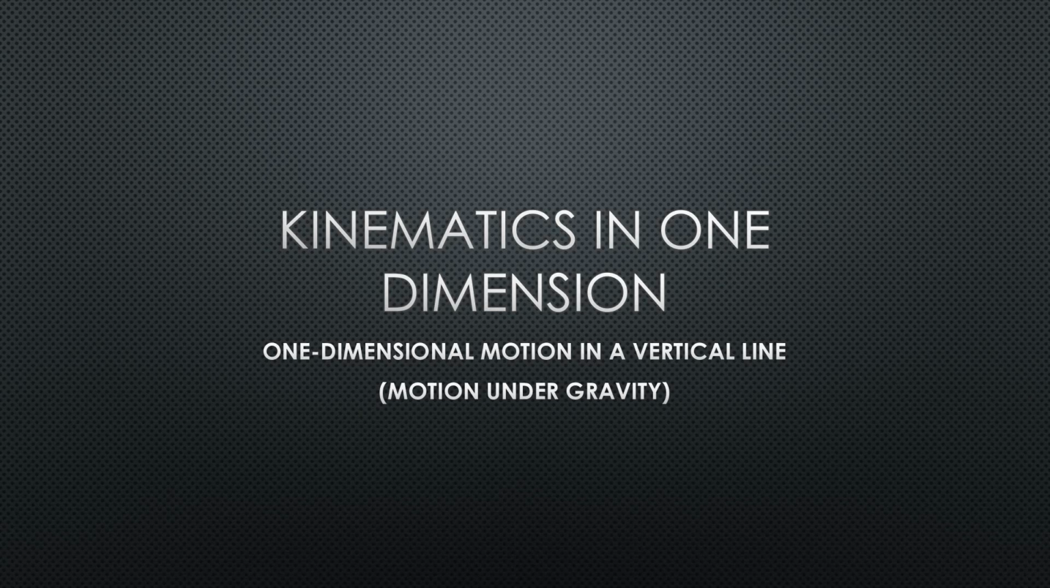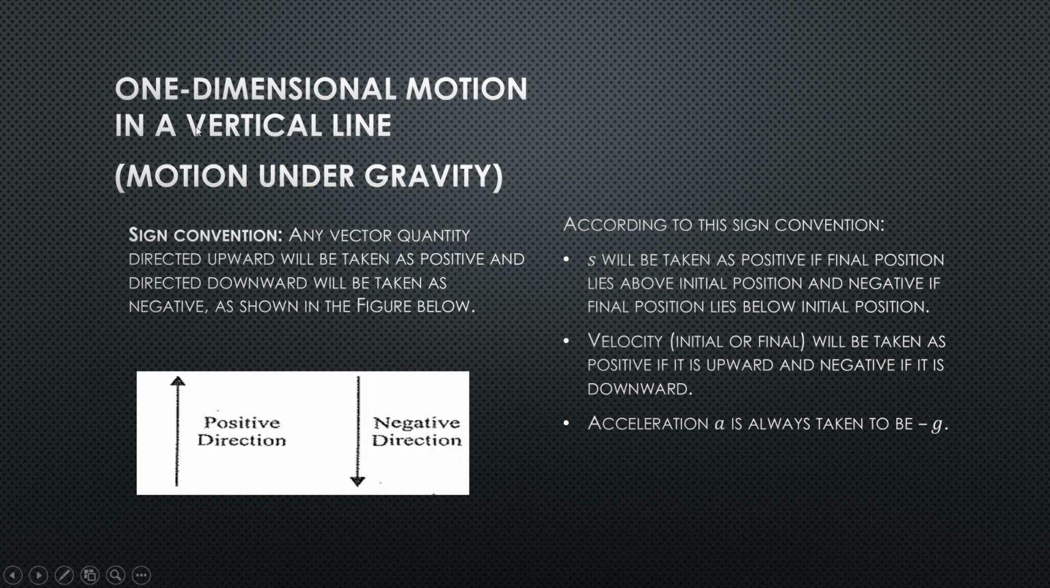Continuation of our lecture in kinematics in one dimension. This is one-dimensional motion in a vertical line, or motion under gravity. So we first need to determine its sign convention. Any vector quantity directed upward will be taken as positive, and directed downward will be taken as negative, as shown in the figure below. Since this is a vertical motion, we take the positive direction going up, and the negative direction going down.